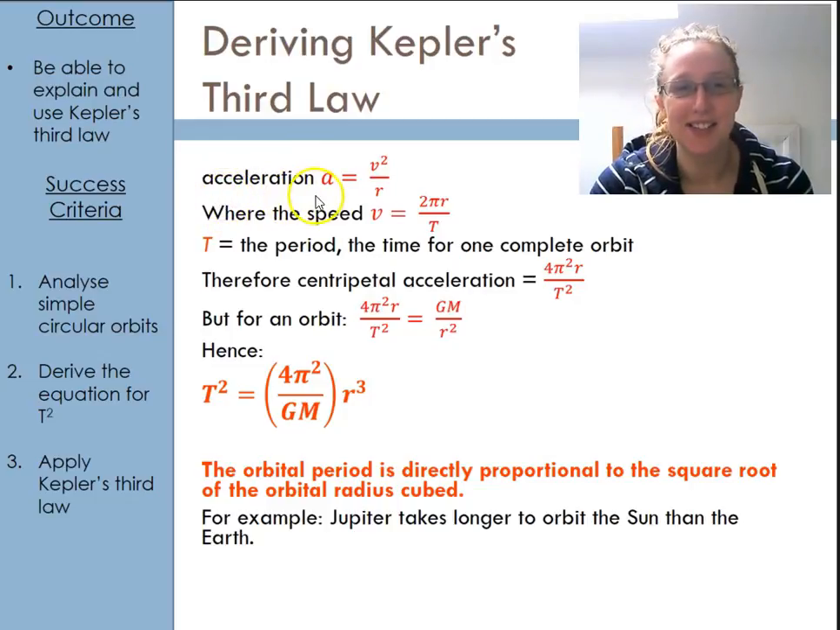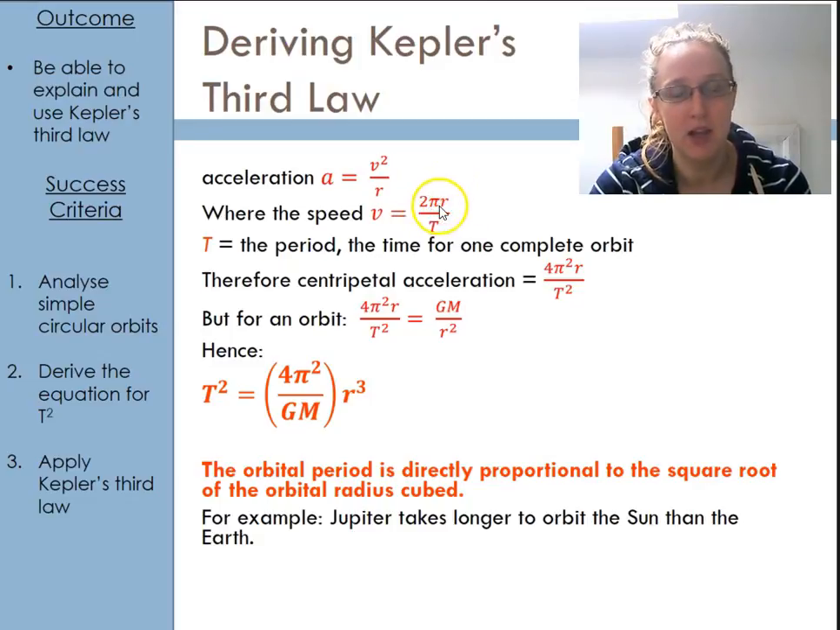We already have started with centripetal acceleration as being v squared over r, so that shouldn't be anything terrifying. If we then look at the speed, now I'm saying it's going around in a circle, and we know that speed is distance over time, and because it's going in a circle, the distance is 2 pi r, and the time is the time period for the orbit. All happy with that so far, I hope.